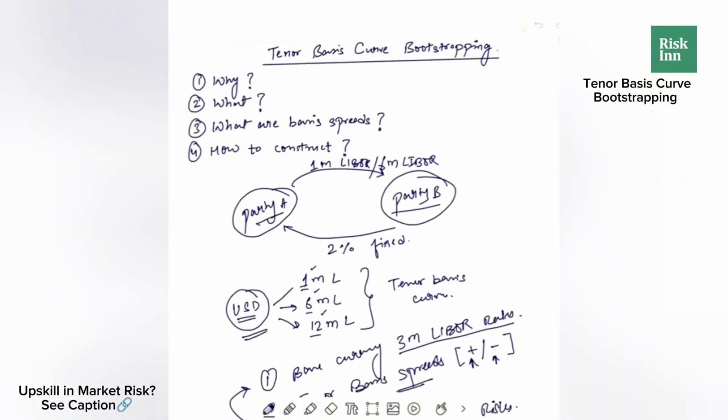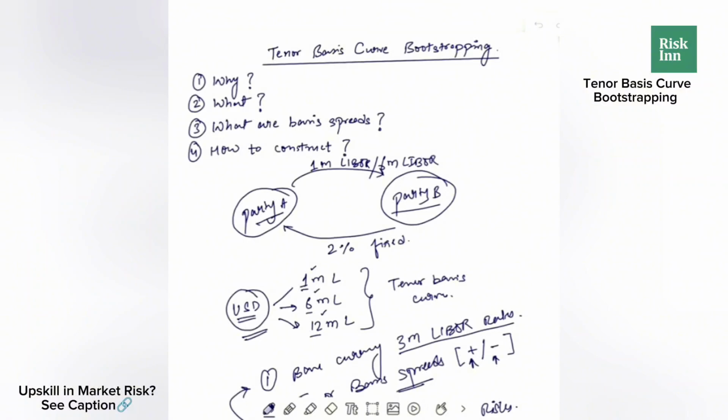The tenor basis curve represents the difference between interest rates of financial instruments with the same underlying currency or reference rate but different tenors. It is a critical concept in fixed income and derivative markets, especially when dealing with instruments like interest rate swaps. The tenor basis curve captures the spreads between different tenors of a common reference rate such as LIBOR or SOFR.